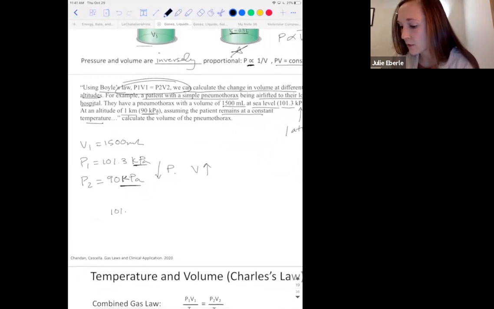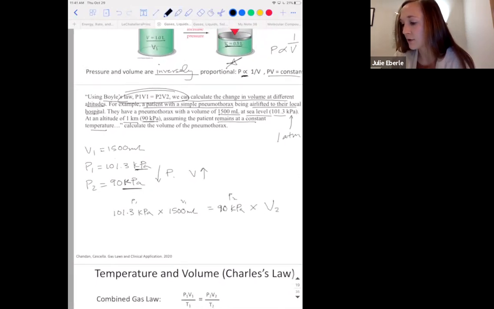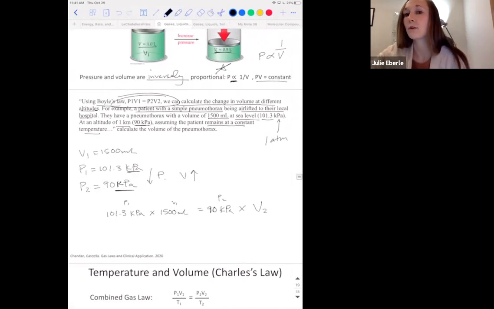So you should have 101.3 kPa times 1,500 milliliters. So that is our P1 V1. That equals P2, which is 90 kPa, times V2, because we're looking for V2. So I'm just going to write V2. You could write X or whatever. Anybody have our answer?